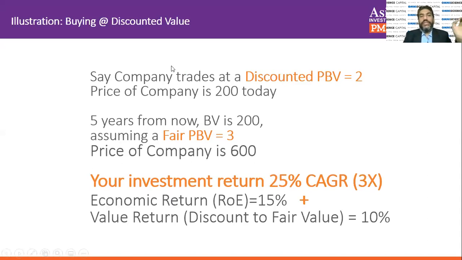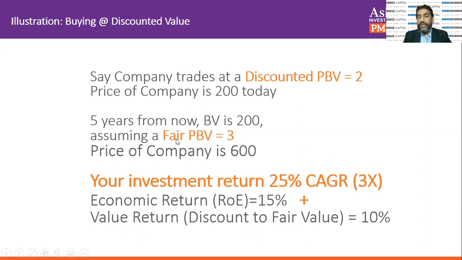Now, illustration, buying at a discounted value. Okay. So now you're slowly getting into the buying things at a discount logic. And why? Say company trades at a discounted price to book. So maybe there is some reason why company is trading instead of the fair multiple of price to book of 3, it is trading at 2. So the price today is 200 rupees share price, book value is 100. 5 years from now, book value has gone to 200 from 100 because of ROE compounding.